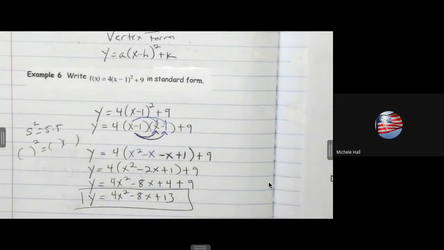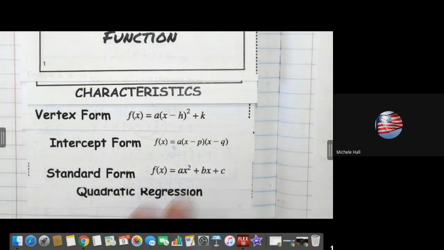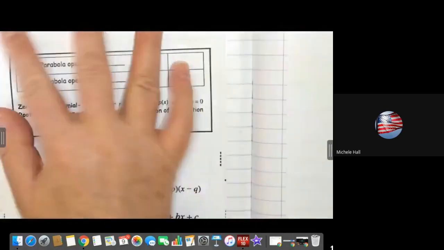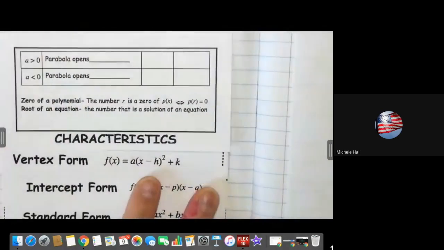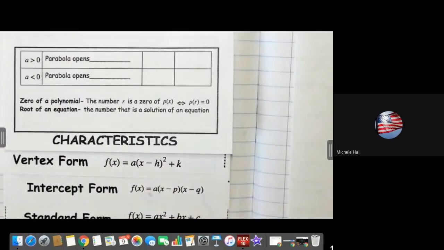All right, I would like to fill out the foldables today. So we're going to start with characteristics, something that we already know about. When a is greater than 0, what's the parabola? Which way does it open? If a is greater than 0, does it open upwards or downwards? It opens upward.